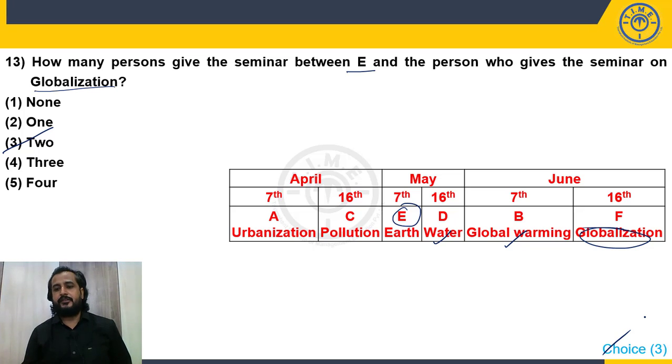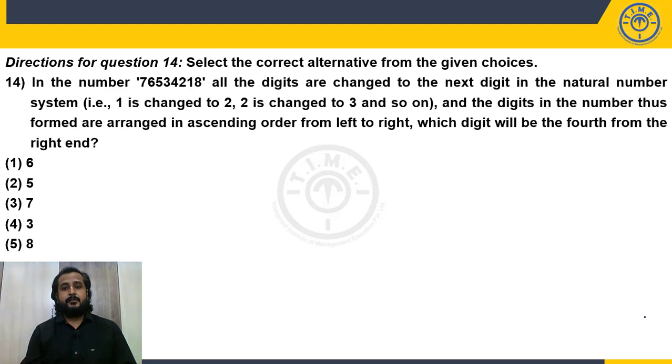6 persons, 3 months, 2 dates. Months and dates related. Very important model. Expected model in RRB clerical mains. Now let's see the miscellaneous question.